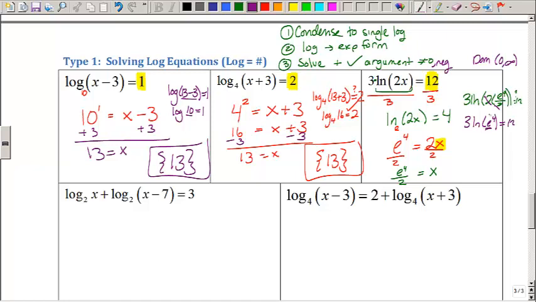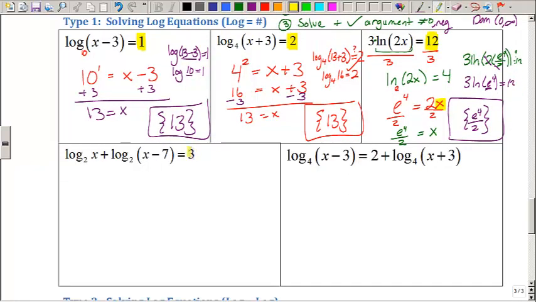All you need to do is make sure that this e to the 4th over 2, when you plug it in, does not make the argument 0 or negative. So I'm just going to leave my answer in exact form. You could try to type it in the calculator, get a decimal approximation, but this is actually a better way of answering this problem. On the next problem, we do have a constant 3.